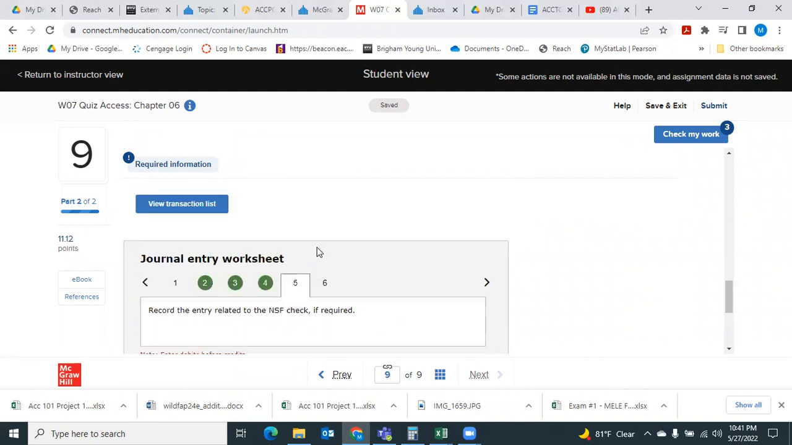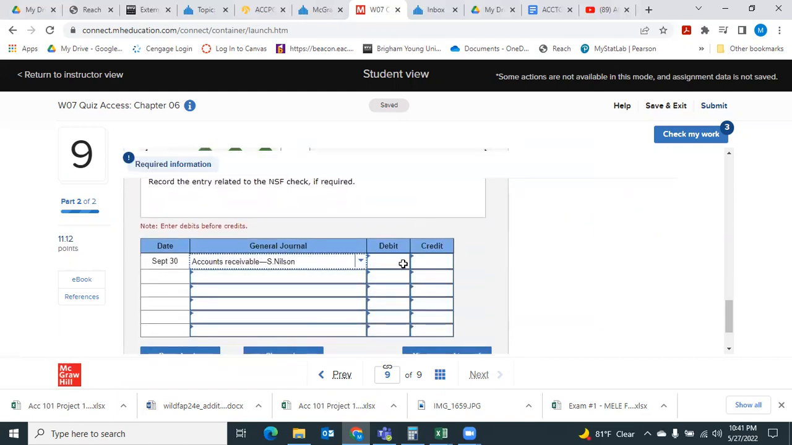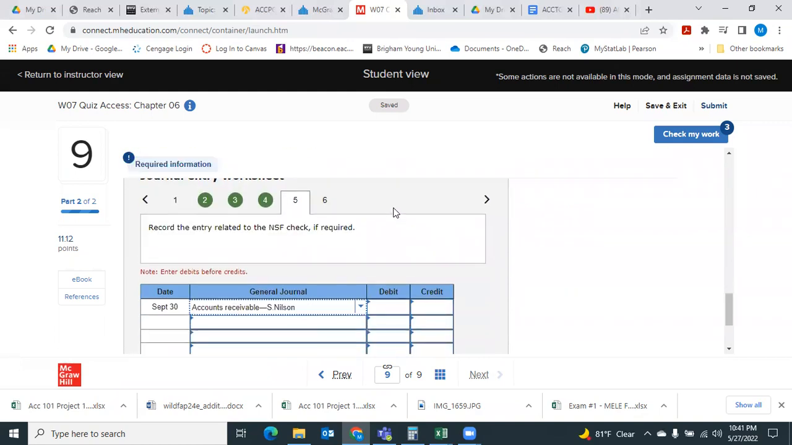Is that the person's name? S. Nilsson? Let's double check. The NSF check was from a customer named S. Nilsson. Okay. So we're saying, hey, S. Nilsson, you now owe us $632. And our cash goes down because we have $632 less cash than we thought we had.